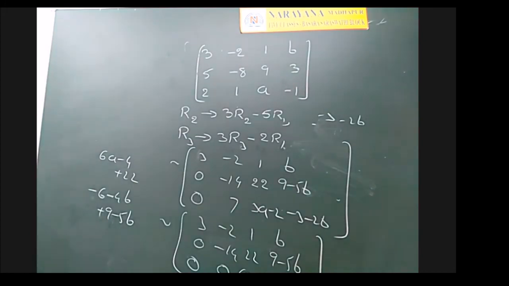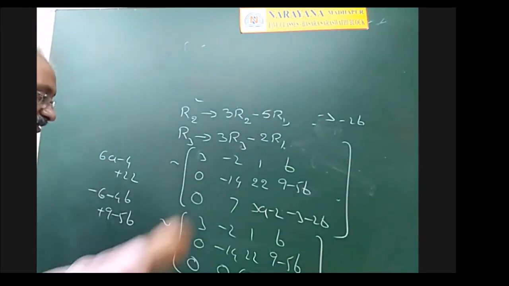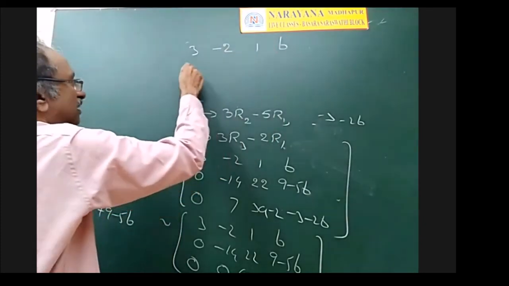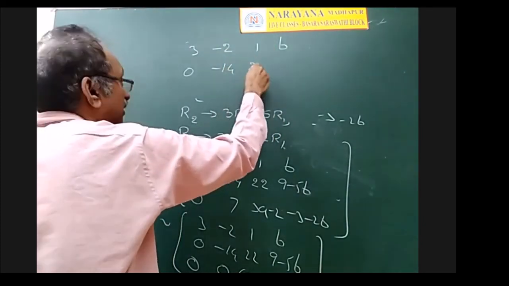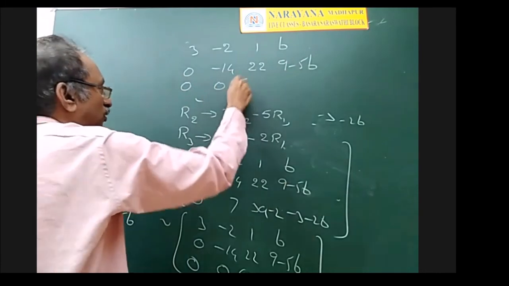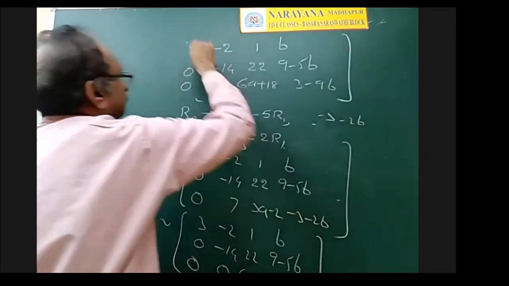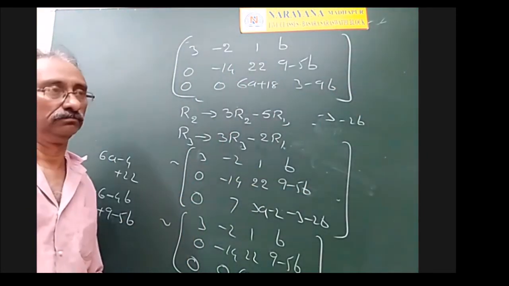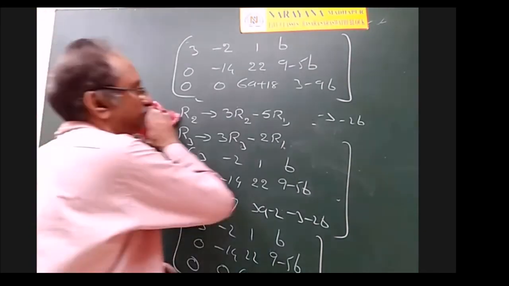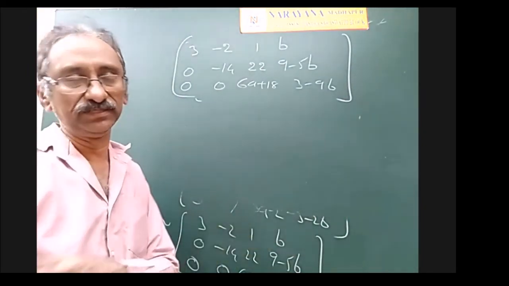Okay. So I will write this once again here because you cannot see that lower part. So 3 minus 2 1B, 0 minus 14 22, 9 minus 5B, 0 0, 6A plus 18, 3 minus 9B. Now this is in echelon form. Now we can discuss about unique solution, infinitely many solution, and no solution. Okay. Right, now you tell me, when you will get unique solution, rank of A is equal to rank of AB is equal to number of variables.